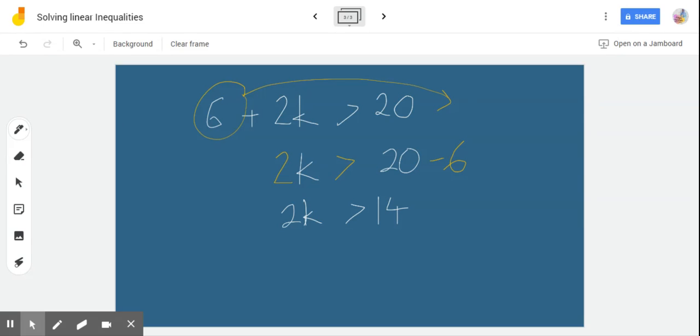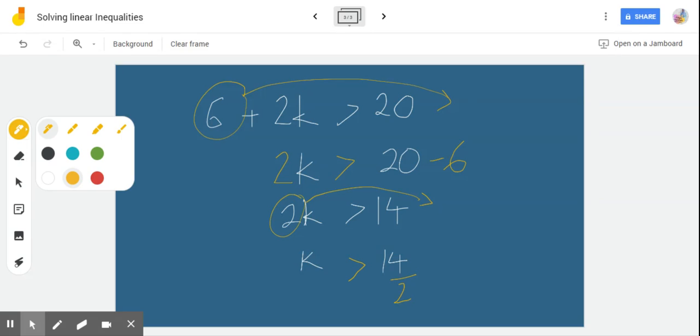Now, k, we want to find k. 14 on the right hand side. We want to move positive 2. Since it's 2 times k, so you become 14 divided by 2. You divide by a positive number, so the symbol remains. Final answer, k more than 7.